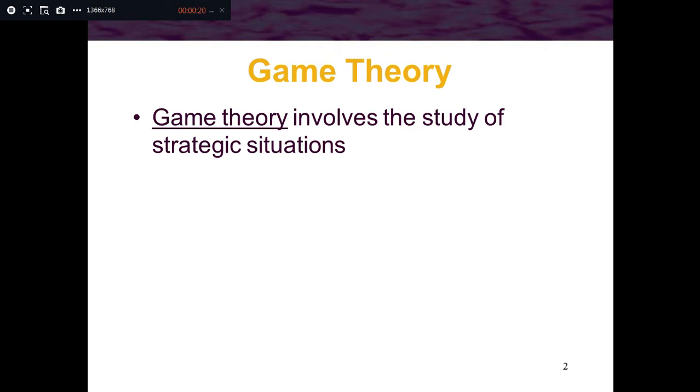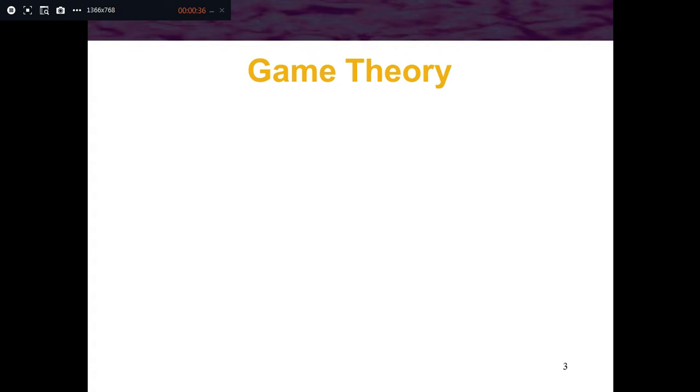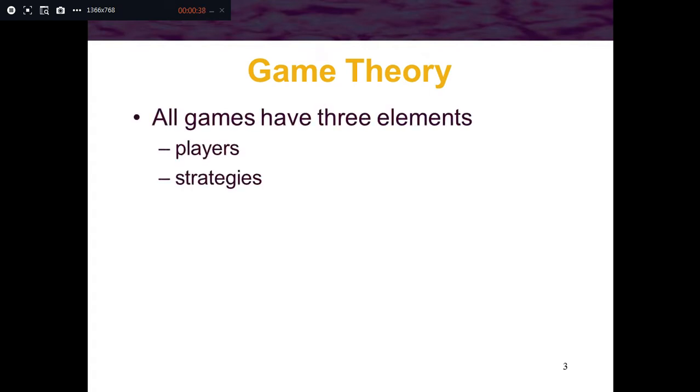Game theory involves the study of strategic situations, and each part is important enough so that the outcomes of each player depend on the other's action. So there are two players, or the price setter and the market, or the two players in the market. So all games have three elements. In the game theory, all the games have three elements: the players, the strategies, and the payoffs.